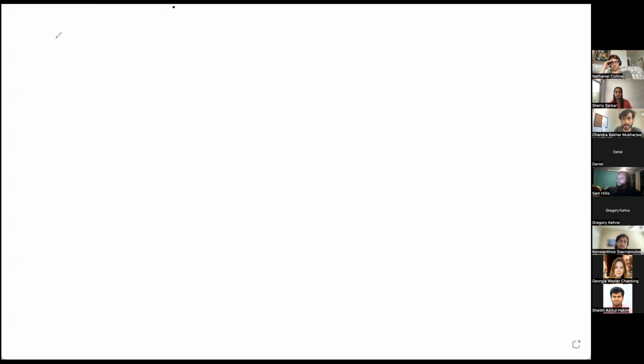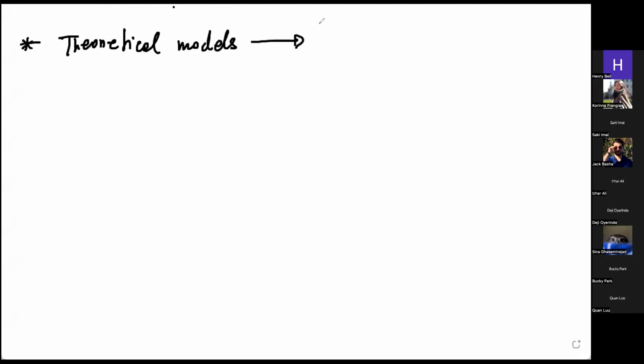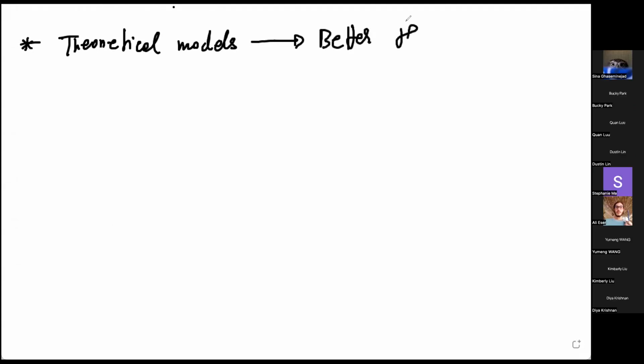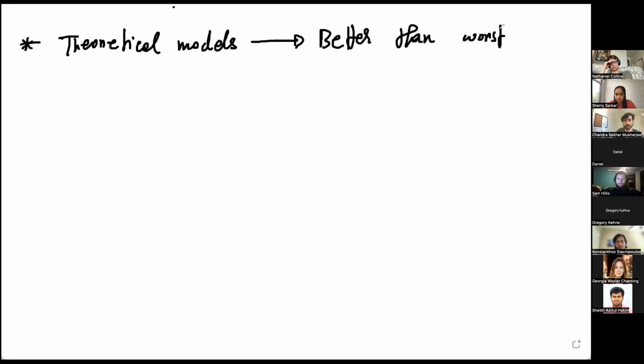So one very important, interesting thing that Sherry said: one interesting way of doing research right now is to pick up theoretical models and then do better than worst-case analysis. Now a very important question here is why we should look at theoretical models, what kind of theoretical models we can look at, and how simple a theoretical model can actually describe reality.